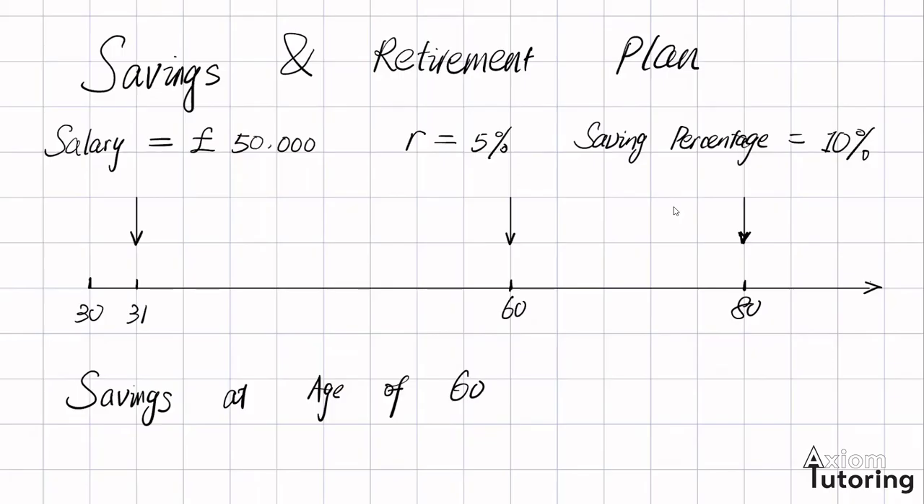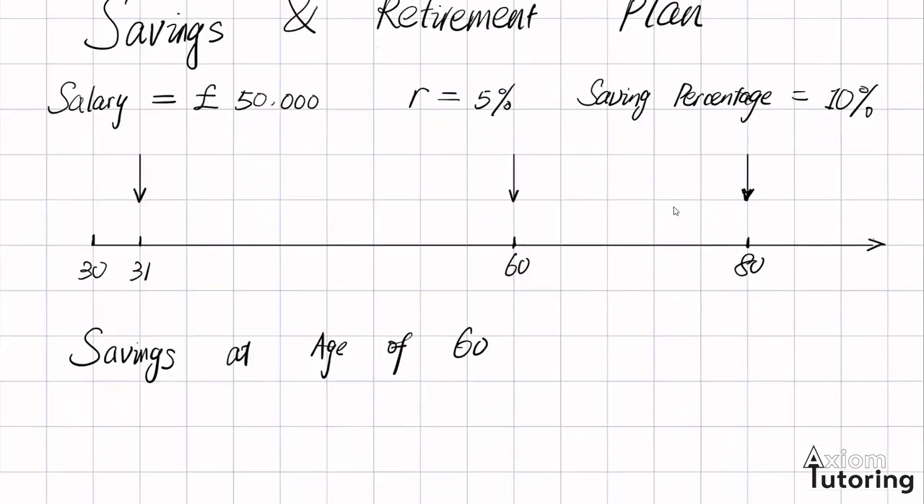If I'm a 30-year-old salaried worker, currently earning £50,000 per year, and for simplicity, we're going to assume that the discount rate is going to stay constantly at 5% throughout the years, and I always save 10% of my salary as my savings. And I will start saving at the age of 31, and I plan to retire at the age of 60. And I'm also planning to spend all my savings for 20 years after retirement.